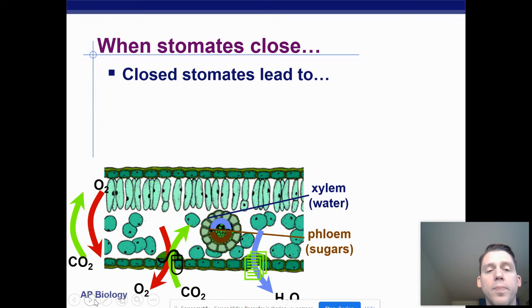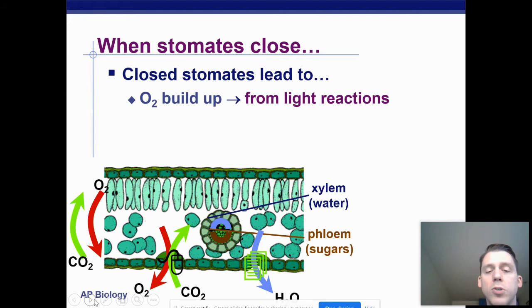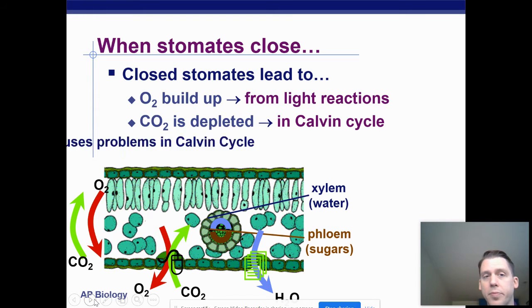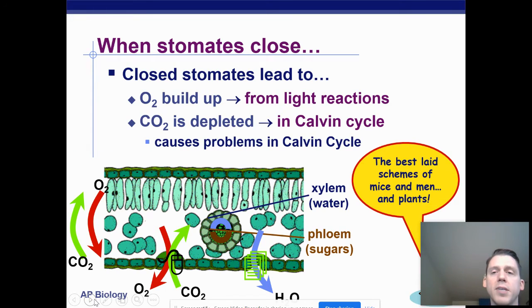Closing the stomata leads to less water vapor loss, so it saves water, but it prevents CO2 from entering. It also creates an O2 buildup. Remember, the light reactions are producing O2, and if the stomata are closed, the O2 is going to build up. It's also going to lead to a CO2 depletion because new CO2 cannot enter the plant. So, two unfortunate things are happening. We might be saving water, but we have too much O2 and not enough CO2. So this is going to cause problems in the Calvin cycle, as our penguin is reminding us.